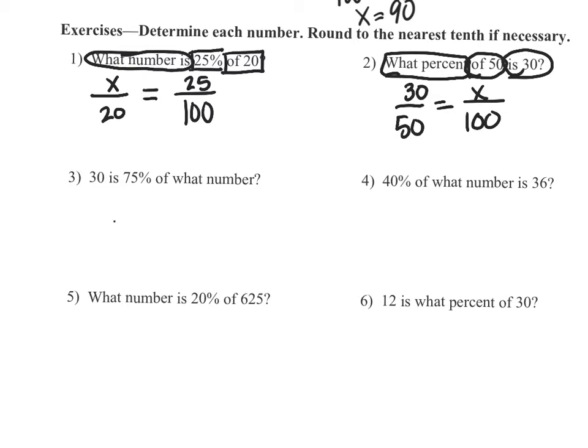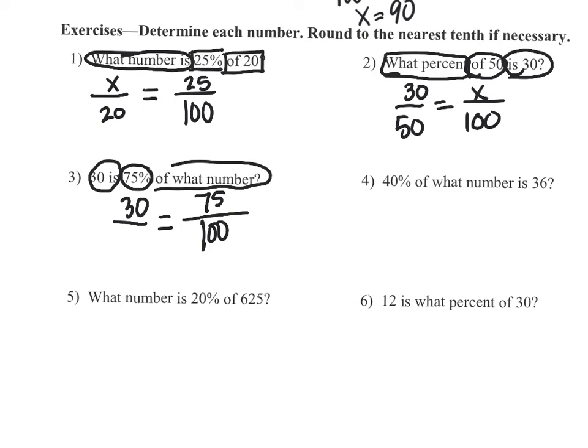So 3. So 30 is, that kicks back. It's behind it this time. So we got to say 30 is. Okay, 75%. That's going to go here. We know this is 100. Of what number is our question mark? So that's going to be our x. Okay.